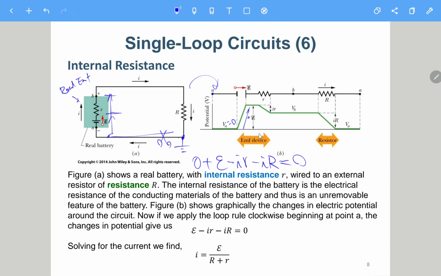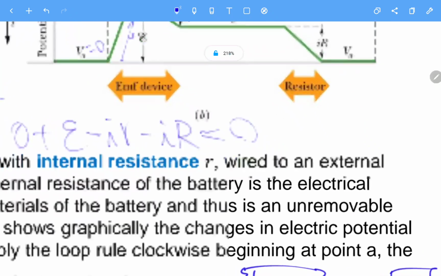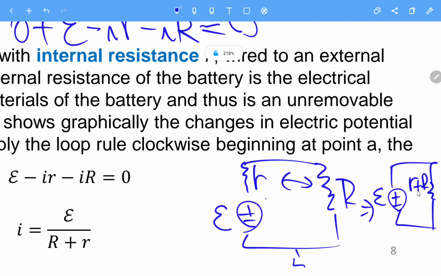You can just consider this is E, and then this is small r, and then this is also capital R. So this is like series resistors. Series resistance is like the summation of them. So it turns out to be E over r plus capital R, as simple as this one.